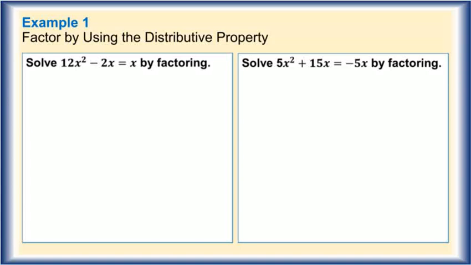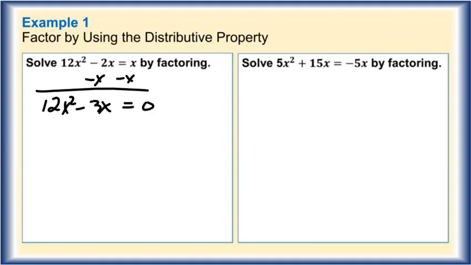Let's take a look at an example. Factor by using the distributive property, which just means you're factoring it. Okay, so the first thing I need to do is have everything on one side. So I'm going to subtract x on both sides, and now I have 12x squared minus 3x equaling 0. Now I think the greatest common factor of 12x squared and 3x would be 3, and I can take an x out of them. That leaves me with 3x times (4x minus 1) equaling 0.